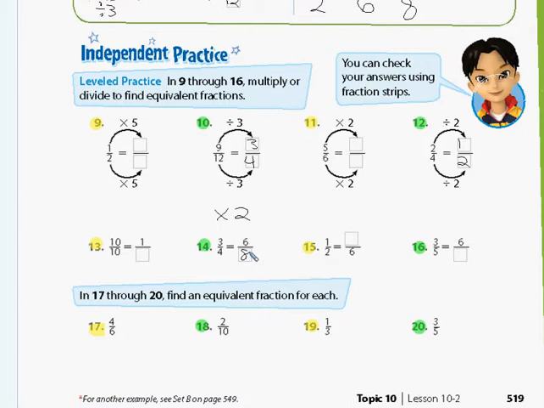Similar problem on 16. We've seen back here on problem number 14 that we had to multiply 3 by 2 to make it 6. So it's still times 2. So 5 times 2 is 10.